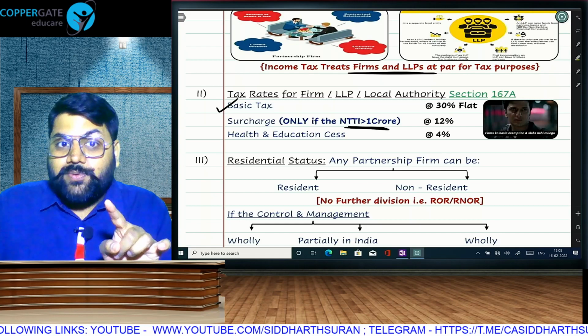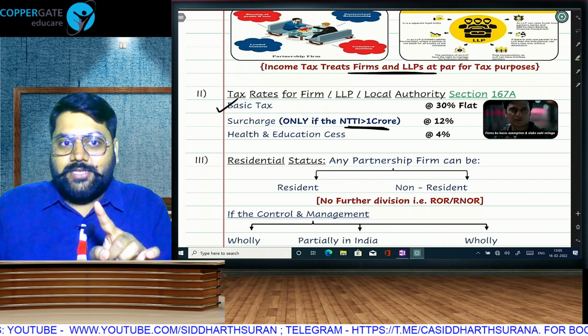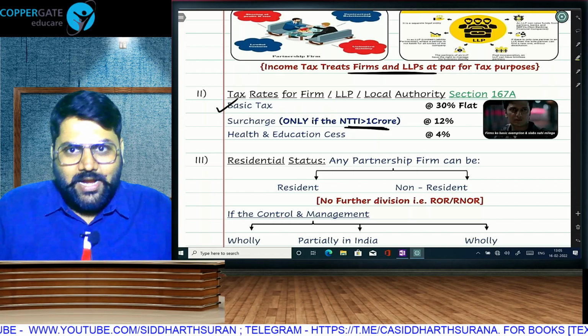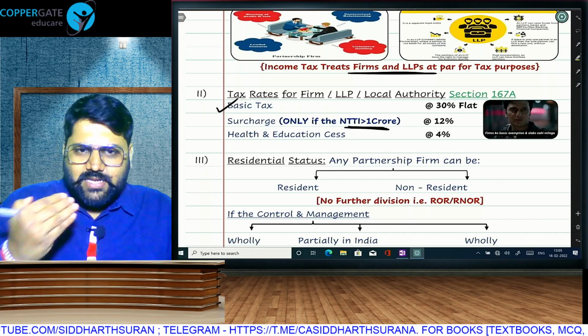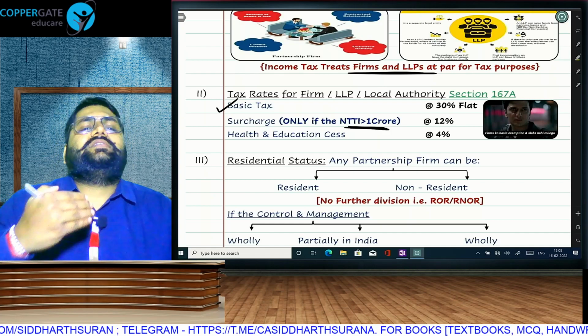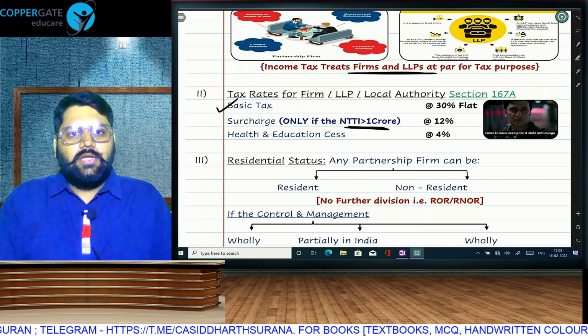In the new regime, a cooperative society has a compulsory 10% under section 115BAD. But in the old regime, if income is more than 1 crore, then 12%, only one rate. So no 10, 15, 25, 37, nothing. Once income crosses 1 crore, whether it is 10 crore, 50 crore, 100 crore, 1000 crore, there is only one rate of surcharge, that is 12%.